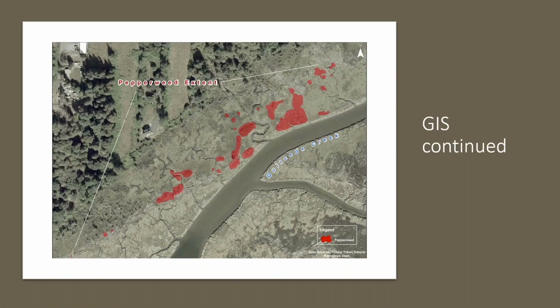Here we just have a quick example next to the Pulsita Creek, which is an important creek in the region and also was one of the areas that was historically significant. And what we've mapped here is pepperweed extent.